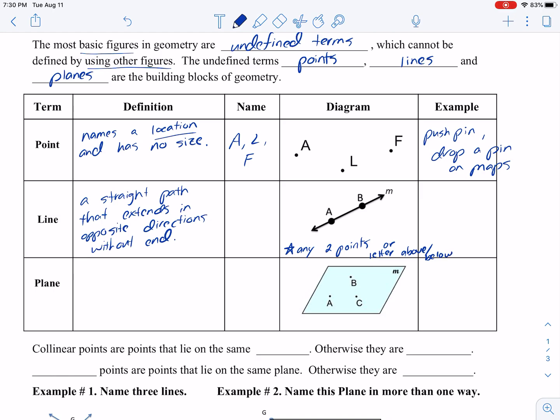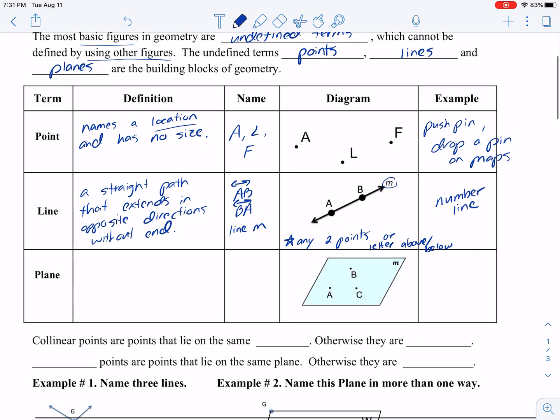So we could name this line AB with a line symbol above. We could name this line BA, order doesn't matter, or we could write out and name this line M. That's that letter that's above or below or right next to that line. Okay. An example, if you were in my classroom today, you would see above the whiteboard, or maybe you remember this from last year, number lines. You guys have seen number lines before, where all those points on that line are just numbers representing a distance from each other. We'll be using those a lot this year.